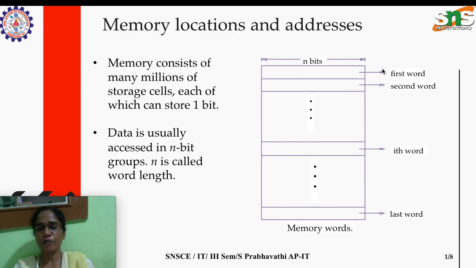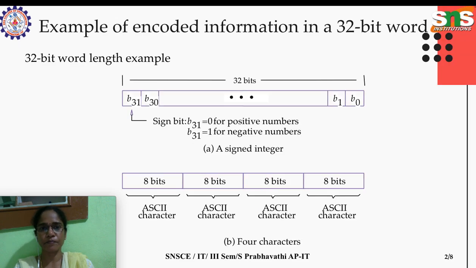To fetch this content, suppose an n bit word is stored here. How to access it? Accessing is by means of the memory address. There will be an address, and that address will point to this location, and similarly for each and every word there is a memory address to point out that location to fetch the information. So this is how the words are arranged in the memory locations.